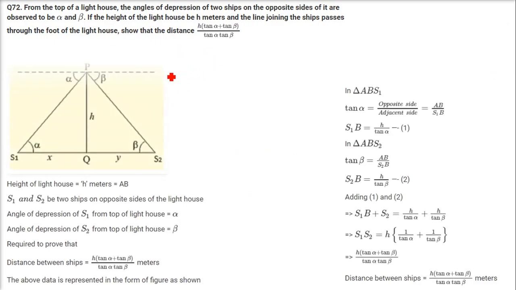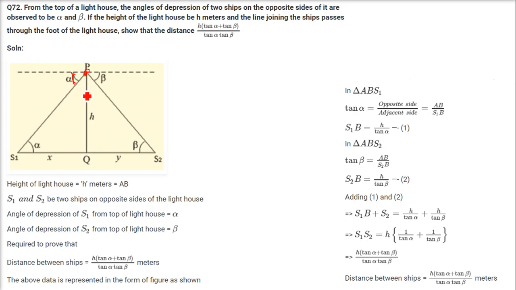From the top of a lighthouse, the angle of depression of two ships. So here is a lighthouse. The angle of depression of two ships on the opposite side of it. So one is here, one is here. The angle of depression is this one. And because of the alternate angle, this will also be alpha. This angle of depression is beta, so this will also be beta. So alpha and beta are the angles of depression.